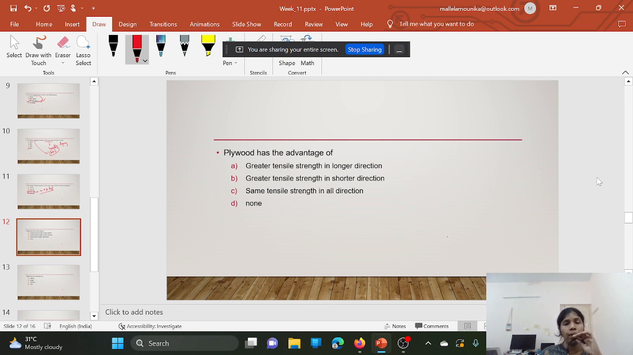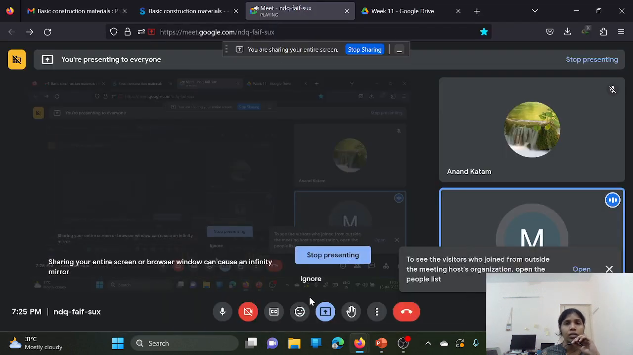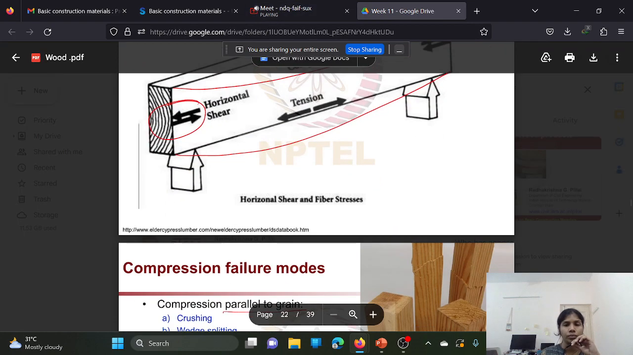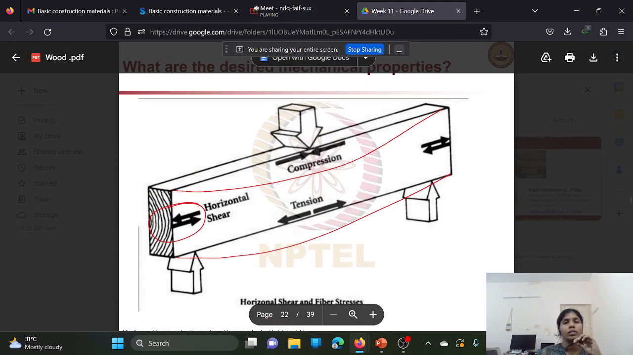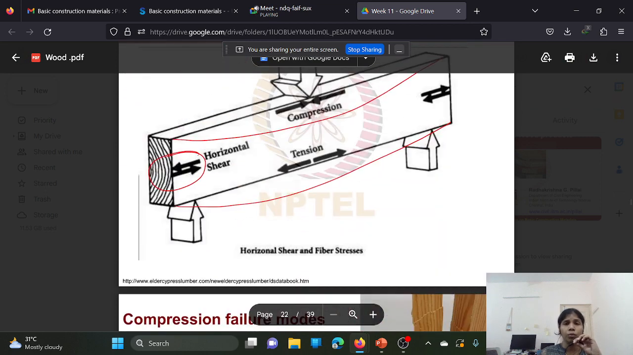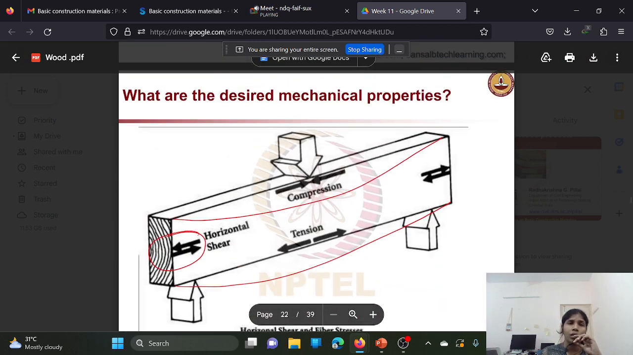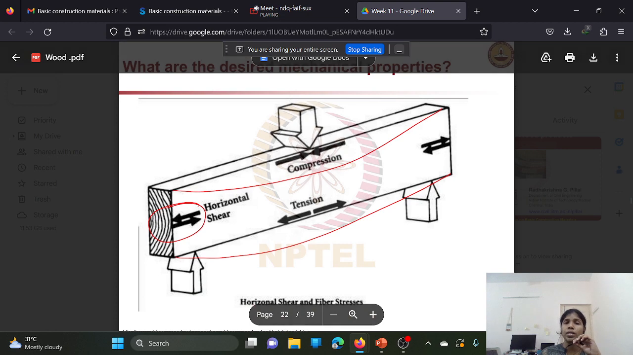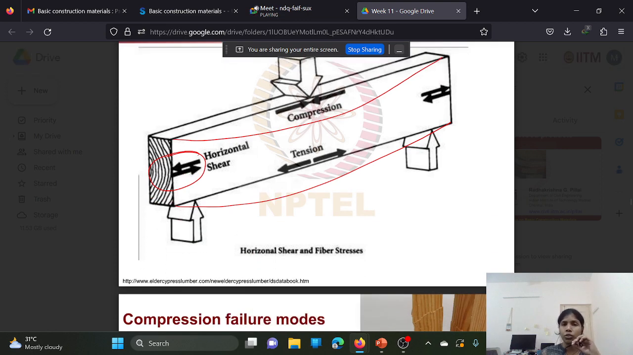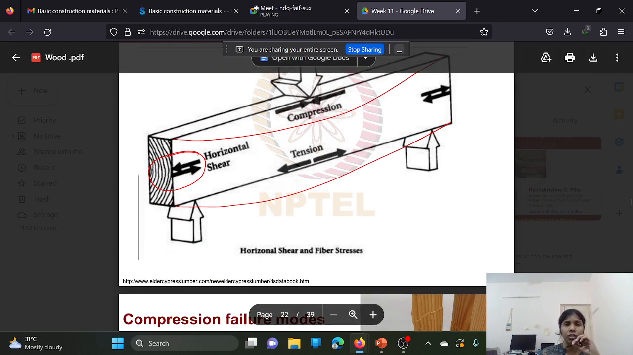And plywood is, for suppose, you can say a byproduct of timber. I'll explain some of the aspects in the lecture. See, these are all the failure modes explained, like what are the desired mechanical properties. It should be strong in compression, tension, horizontal shear. It should be checked for all these things.